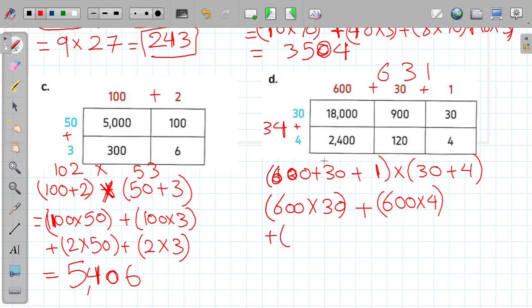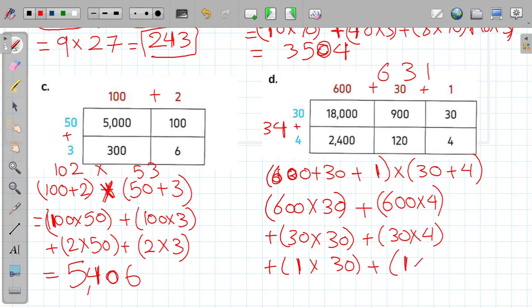Next, I have 30 times 30 plus 30 times 4. Next, I have 1 times 30 and 1 times 4. So it will be 600 times 30, 600 times 4, 30 times 30, 30 times 4, 1 times 30 and 1 times 4.